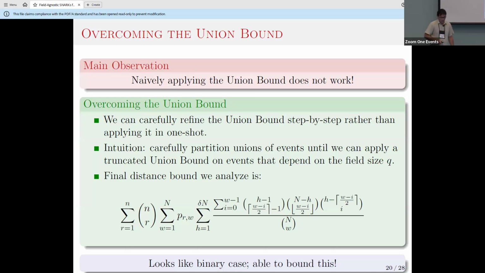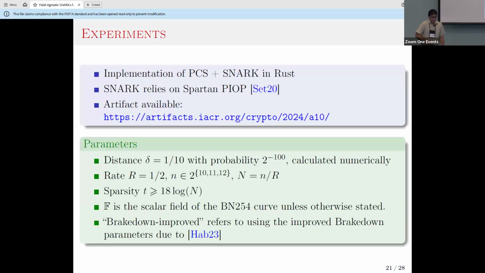Okay. So that's a very high level overview without any details of how we get to here. And finally, I'll conclude with some experiments. We have an artifact available. We have it implemented in Rust. We use the Spartan polynomial IOP, and we run with these parameters. This distance was calculated not from a final Stirling bound, but from some midway approximation, and we just set the distance to be 1/10.